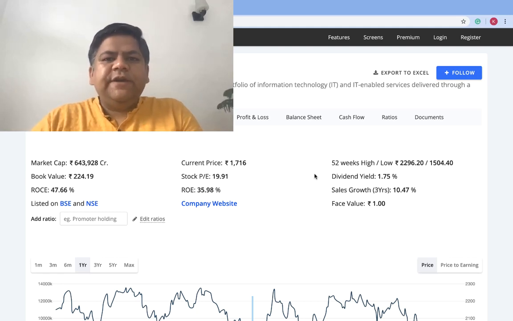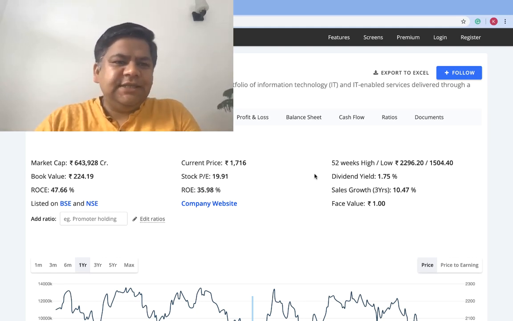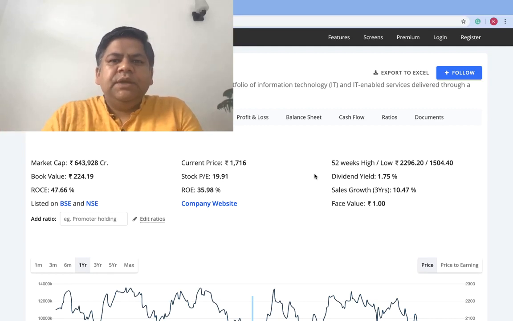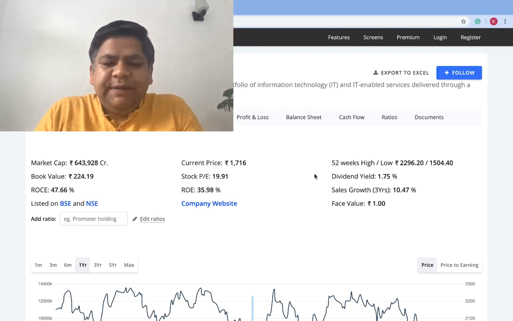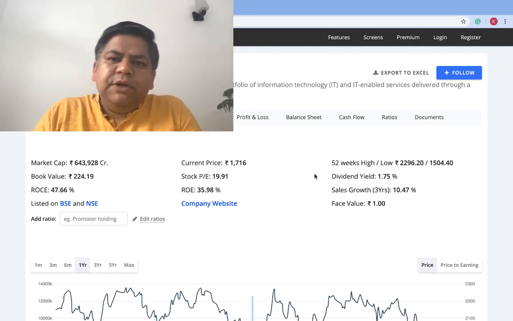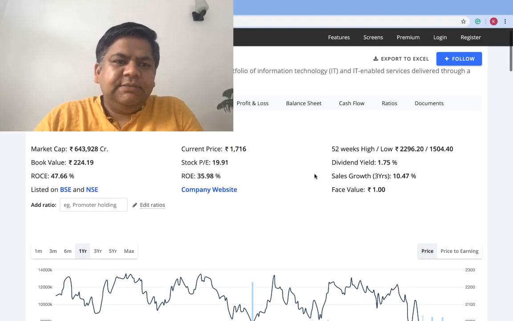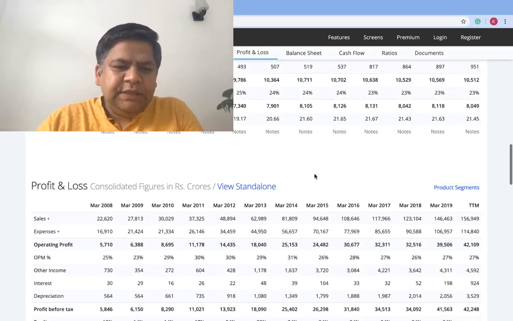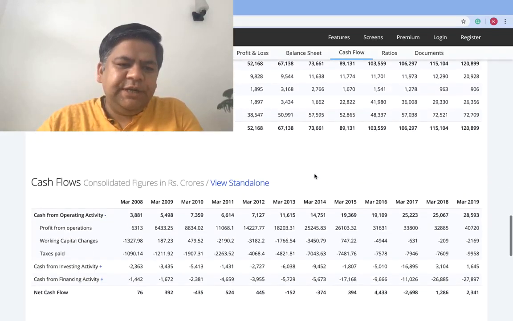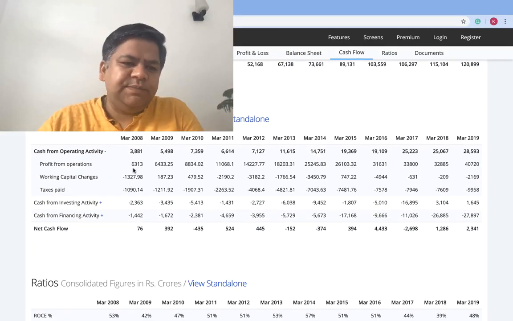Welcome to part 2 of cash flow statement analysis. In this part we will see some cash flow statements, and then we will also note down a few things to be remembered. So let's see one cash flow statement of one company, TCS. Profit and loss statement, balance sheet, and this is your cash flow statement.